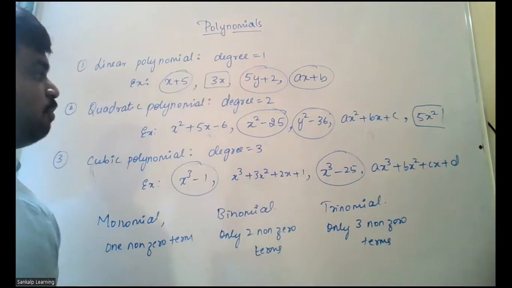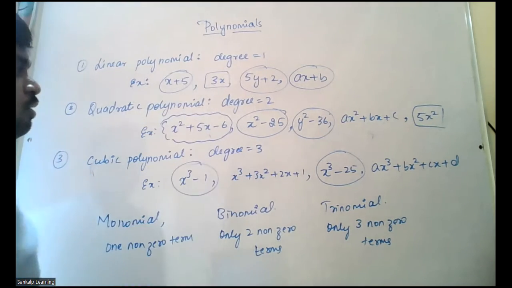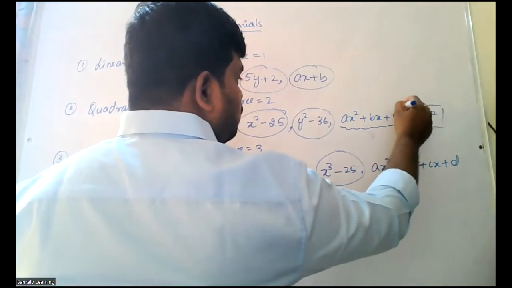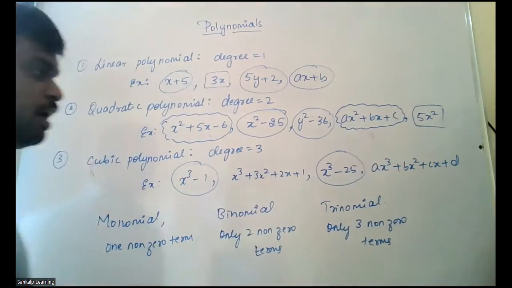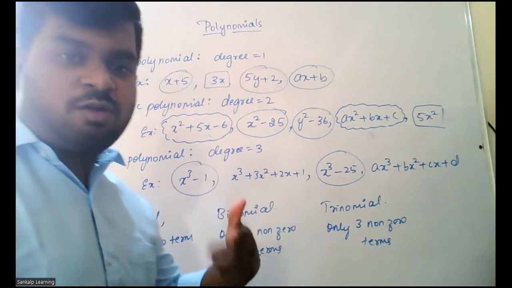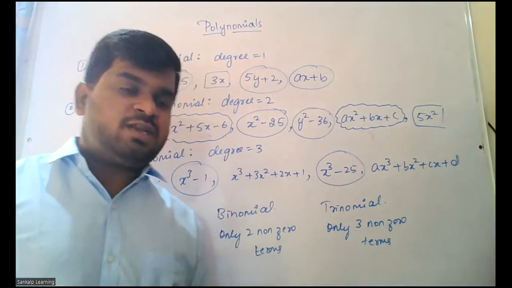Okay, for example, this one. This is a trinomial. This is a trinomial. This has got more than 3. In general, if it has got more than 3, we call it as polynomial. We don't have any specific name for it.